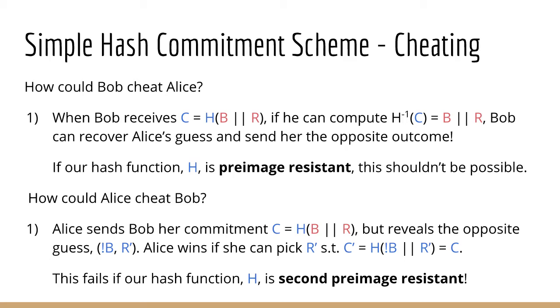In the other case, how could Alice cheat Bob? Well, if she can generate a commitment and then see Bob's flip result and then generate another commitment with the opposite guess that maps to the same commitment, then she could send those back, and Bob can't tell the difference. And he's like, oh, this is fine. However, if our hash function is second preimage resistant, this shouldn't be possible. So that should be a simplish explanation of why preimage resistance and second preimage resistance are important in some of these cryptographic hash functions.